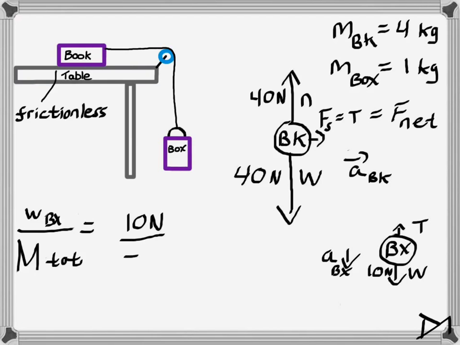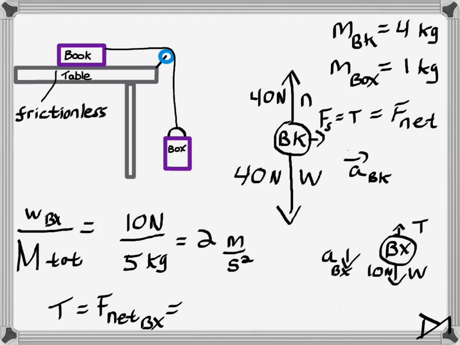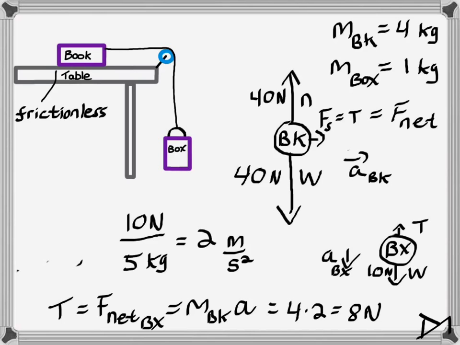Okay, let's get this out of the way now. So using the values I have here, the weight of the box is 10 newtons, the total mass of the book and the box is 5 kilograms. That gives me an acceleration of 2 meters per second squared. Therefore, my tension was equal to my net force on the book: mass of book times acceleration, that's 4 times 2, which gives me 8 newtons. So I have 8 newtons of tension.